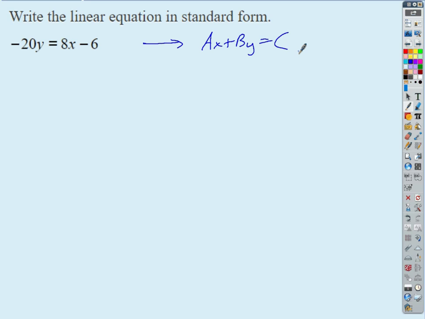So what do we do first then? Well, let's do that last. We're going to end up doing that, aren't we? But to get it into this form, I've got to get the x on the other side, don't I? So I'm going to have to subtract the x term to this side. So I'm going to get a negative 8x minus 20y equals negative 6.